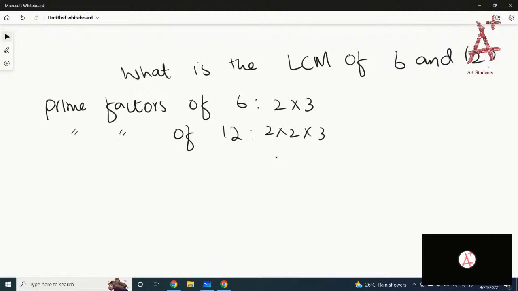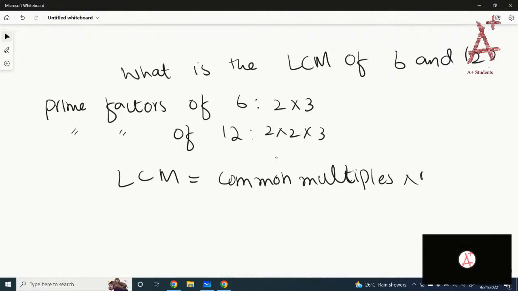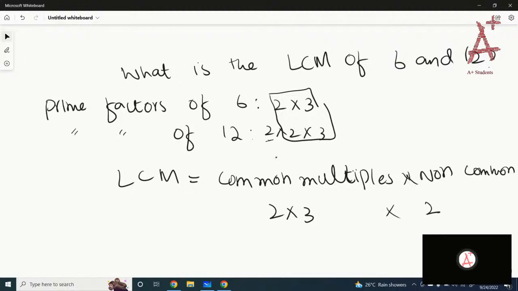So for the LCM we need to find the common multiples and the non-common multiples. So look, 2 times 3 is common. So the common multiples are 2 times 3, and we have only one non-common multiple, that is 2. So you can multiply them for the LCM. 2 times 2 is 4, and 4 times 3 is 12. Got it?